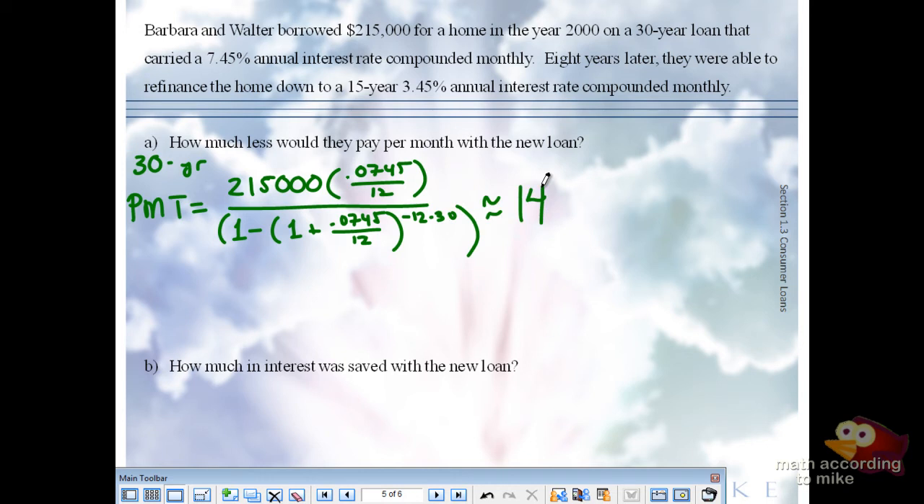Please make sure you get 1495.96. Oh my gosh. 1495.96. So now we're going to go back to the amount owed on a mortgage to figure out how much is left in the balance after 8 years of paying $1495.96 a month.